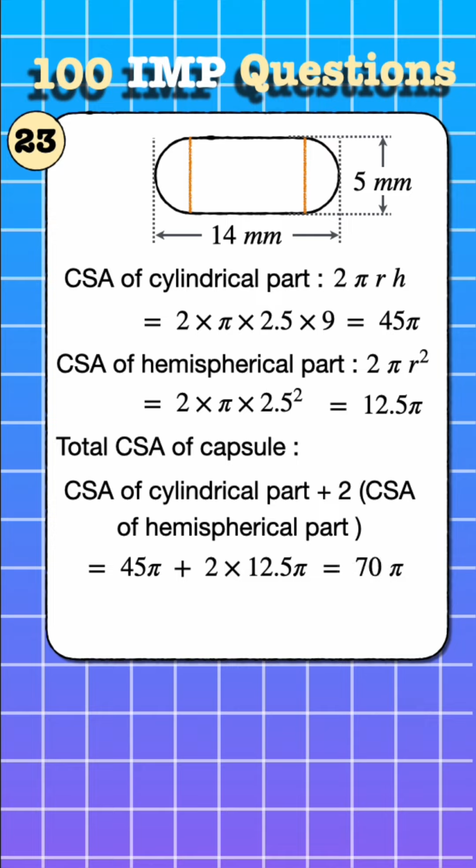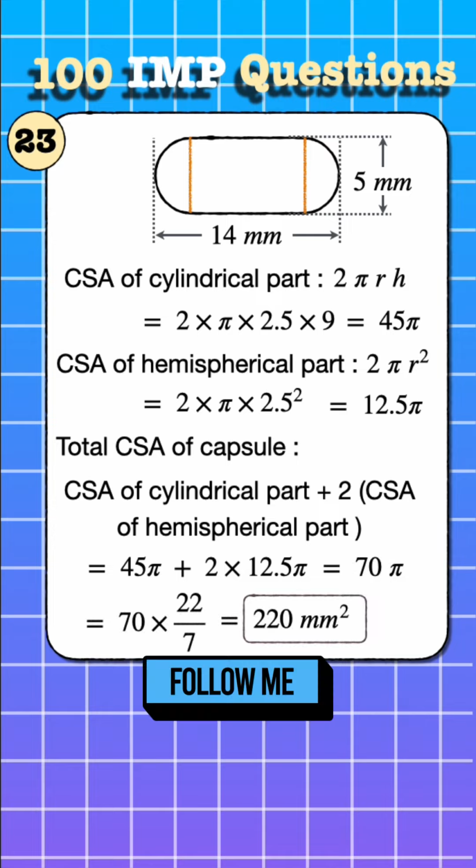Okay, and if you put pi equal to 22 by 7, that will give you 220 mm square. That's the total area of the capsule.